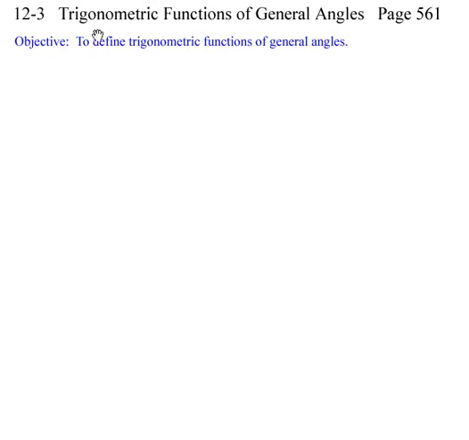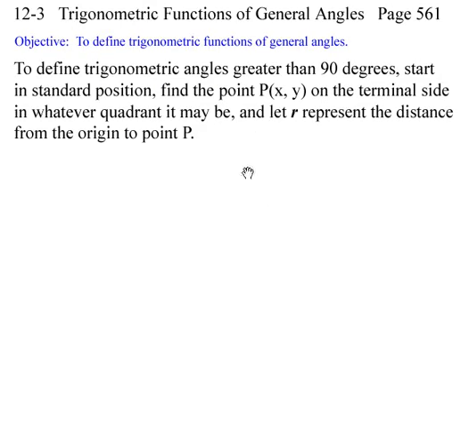Chapter 12, Section 3, we're looking for the trigonometric functions of general angles. General angles include angles that are larger than 90 degrees. So what we want to do is start with our angle again with our initial side in standard position on the positive x-axis. We locate some point P, which has an xy component on the terminal side, whichever quadrant it may be in, and let r represent the distance from the origin to the point P.